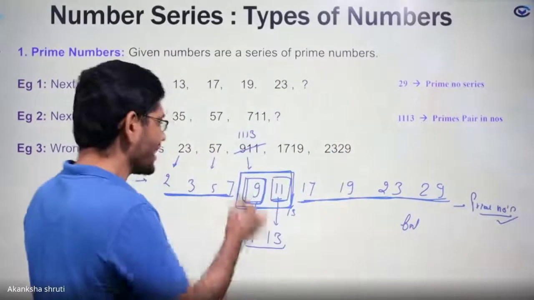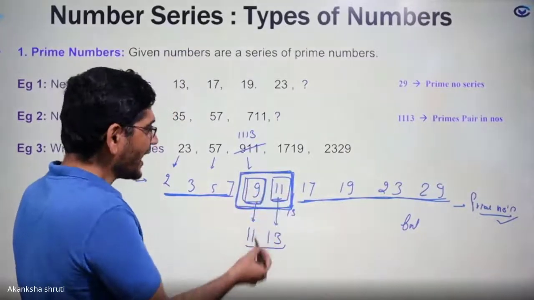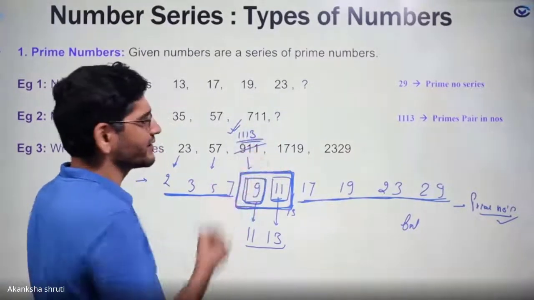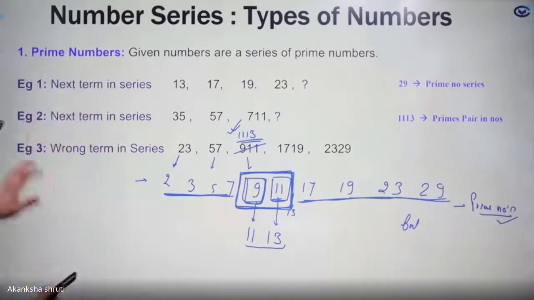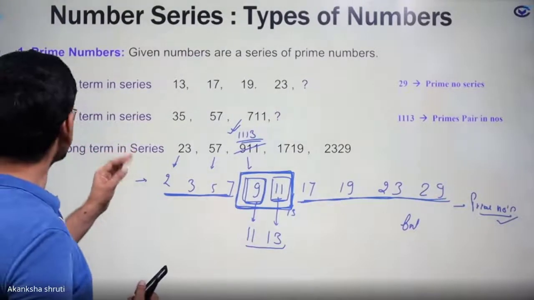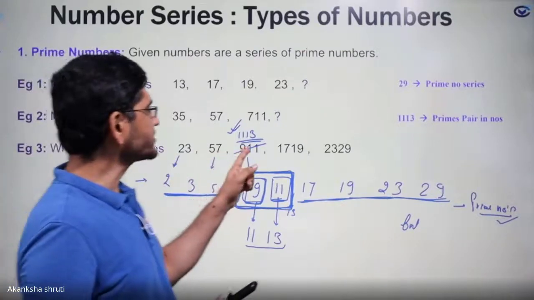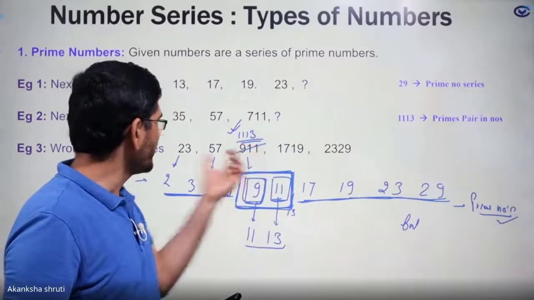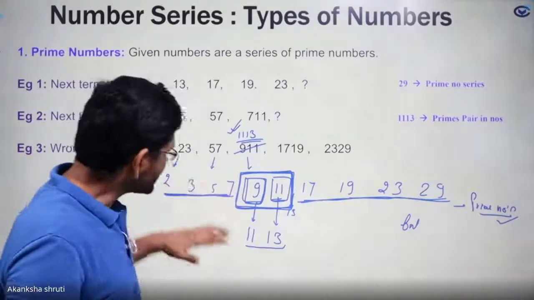It means what? Our wrong number is 911, and in place of 911 the correct number should be 1113. This way we have determined. So this is the other way of asking the same series, where we have to spot out or find out the wrong term. Keep in mind, the wrong term will be only one among them, and on replacing that wrong term, the condition for series will be satisfied.